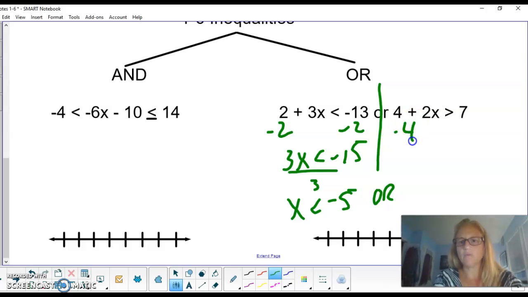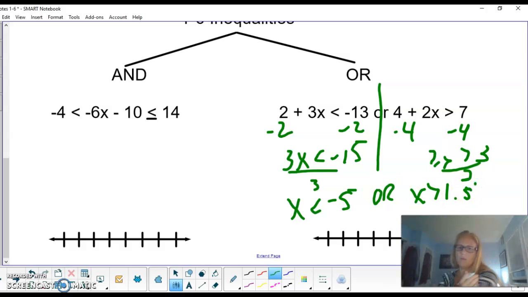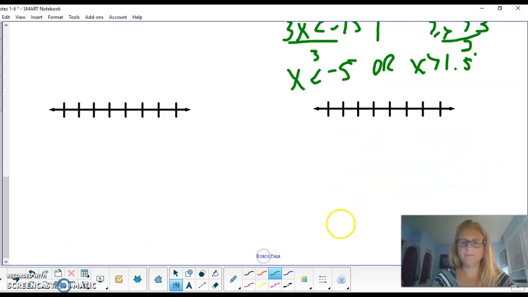And then subtract 4. We end up with 2x is greater than 3. Divide by 2, or x is greater than 1.5, because 3 divided by 2 is 1.5. All right, and now what does the graph look like? Well, see how this is pointing to the left and this one's pointing to the right, okay? That's what your graph looks like.